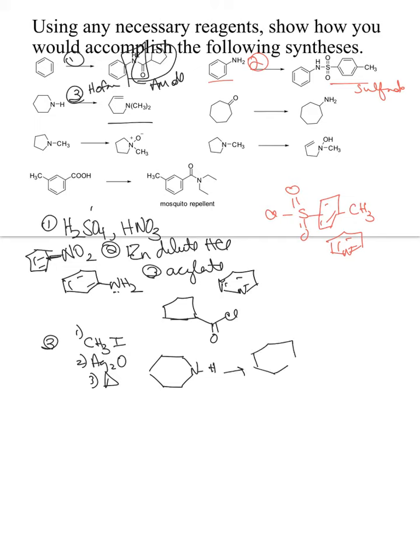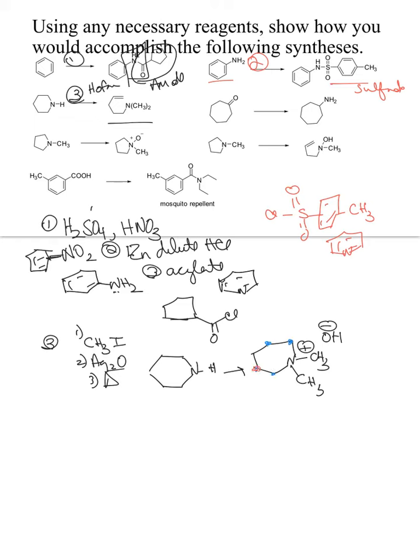The first thing you're going to do is make this tertiary salt, or quaternary salt, which is going to make a good leaving group. And then the silver oxide is going to replace the iodide to make O-. And you got to look at your beta carbons.